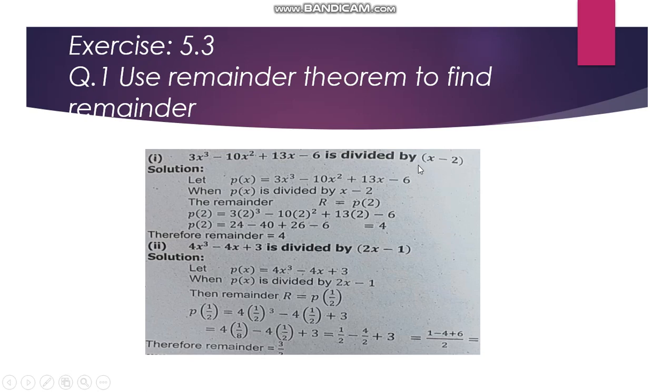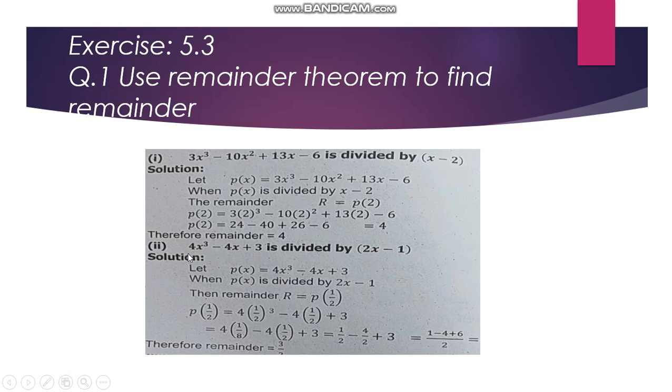So simply we will assume this x minus 2 is equal to 0 and we'll find out the value of x. And when we assume x minus 2 is equal to 0, our value of x will be 2. So simply put this 2 in this polynomial 3x cube minus 10x square plus 13x minus 6. So let's see, p of 2 is equal to 3 into 2's cube minus 10 into 2's square plus 13 into 2 minus 6, and after solving this, adding and subtracting, I will get the remainder 4.